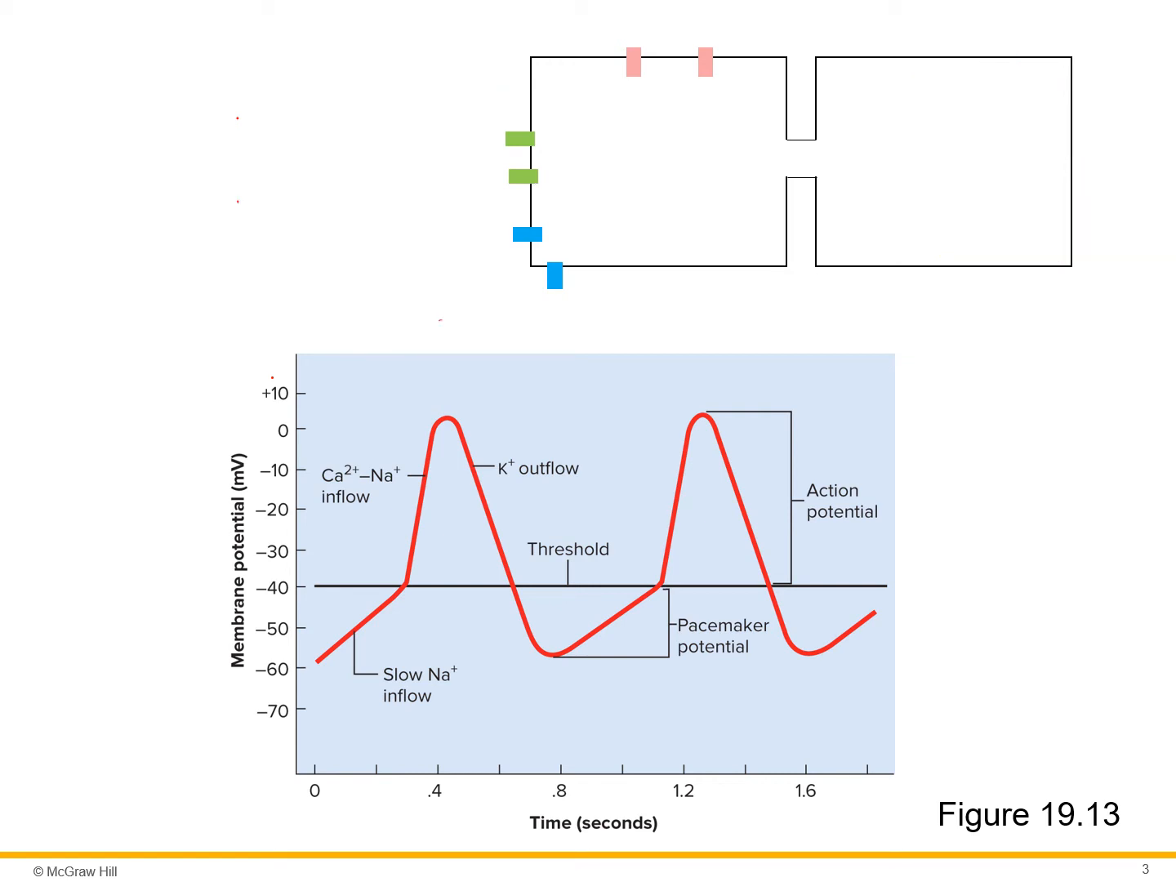So keep in mind one thing: the SA nodes do not have a stable resting membrane potential. They randomly and spontaneously generate action potentials. Also keep in mind that there are a lot more positive charges on the outside of the cell than the inside of the cell. Now this graph that you're seeing over here begins at the end of repolarization.